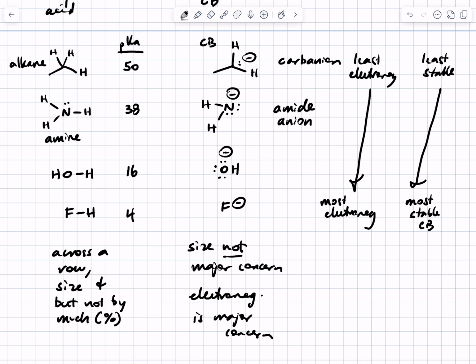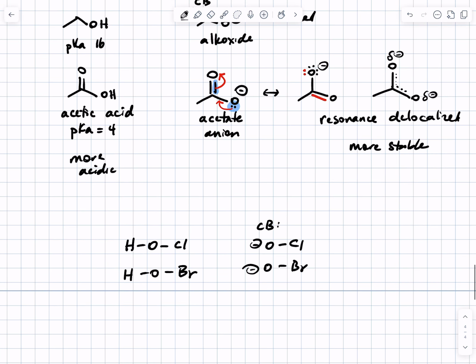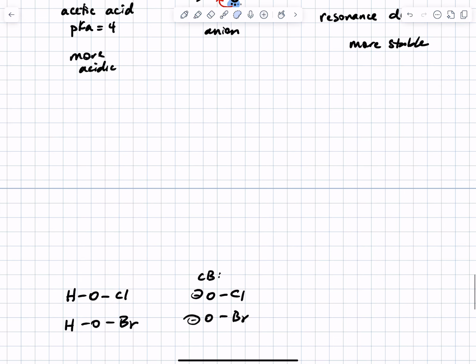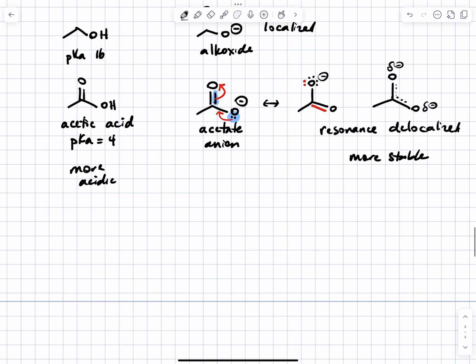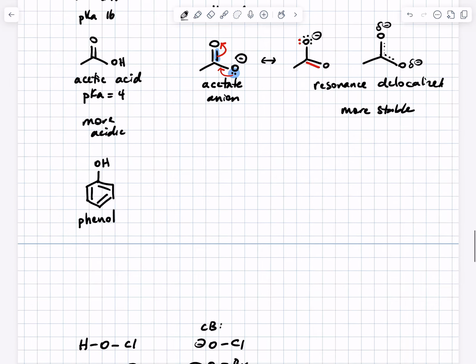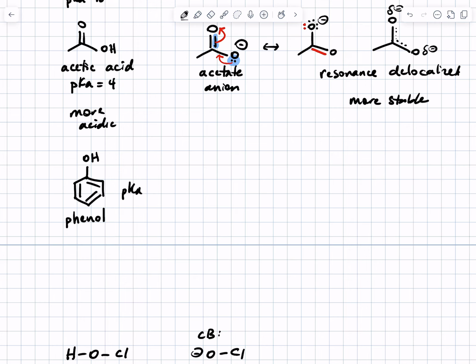So now, let's do an example where some of these things are offset. We're still coming back to this one. It'll be another few minutes. What if I'm going to draw this molecule, which is going to look like an alcohol. But it's different in the sense that the OH is adjacent to a pi bond. This molecule is called phenol, and its pKa is 10, and I'll draw its conjugate base.